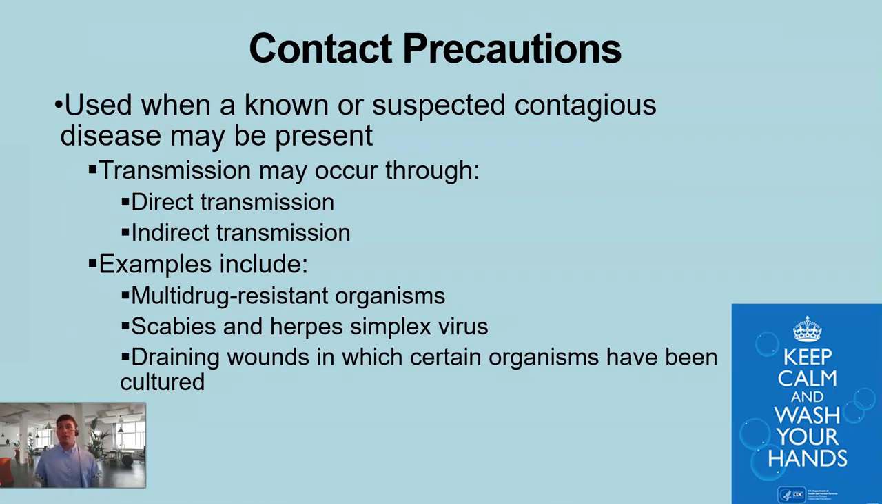Contact precautions. Contact precautions are used when a known or suspected contagious disease may be present. Direct transmission is contact with the patient. Indirect transmission is contact with equipment or items in the patient's environment. These examples include things that we've already kind of talked about. You have multiple drug-resistant organisms, potential drainage from wounds or open areas that have certain organisms that can be cultured. And scabies and herpes simplex virus are also examples.